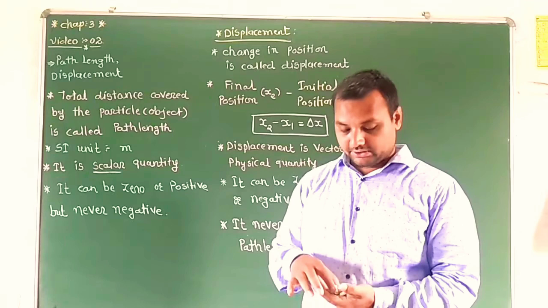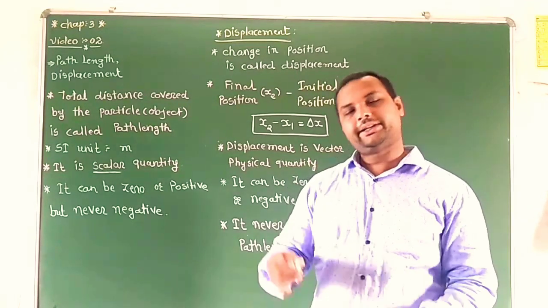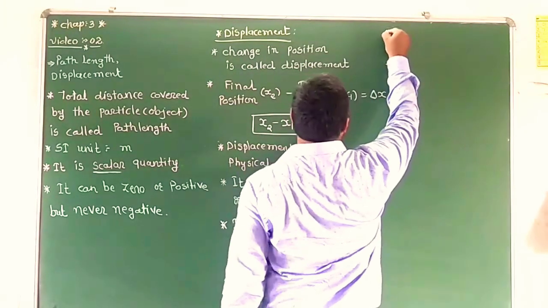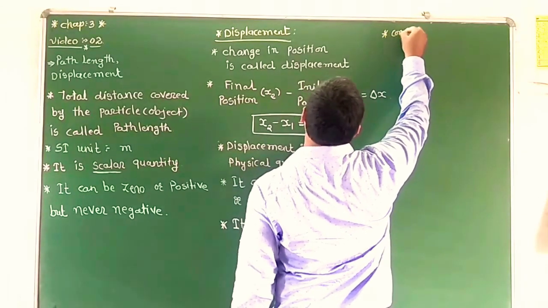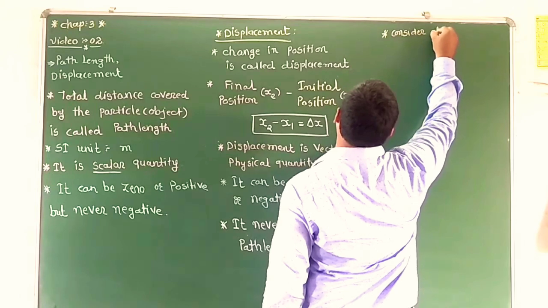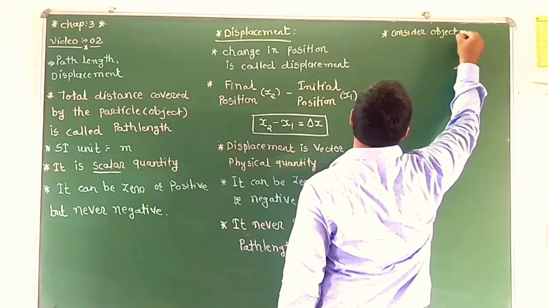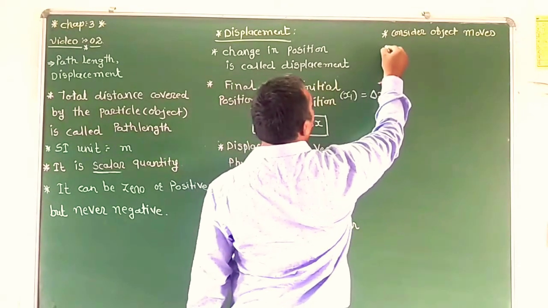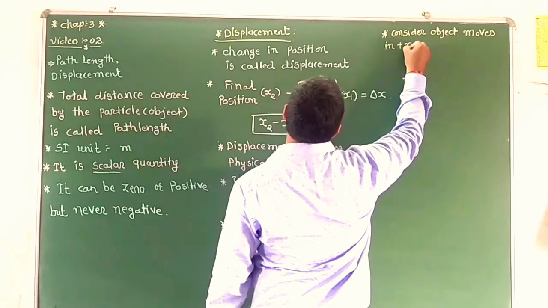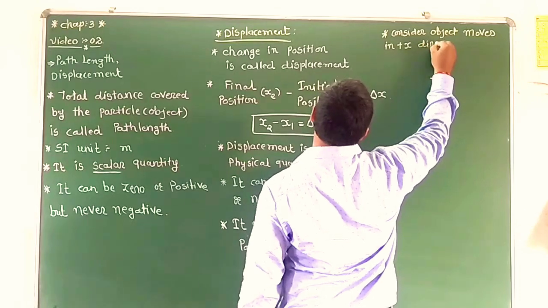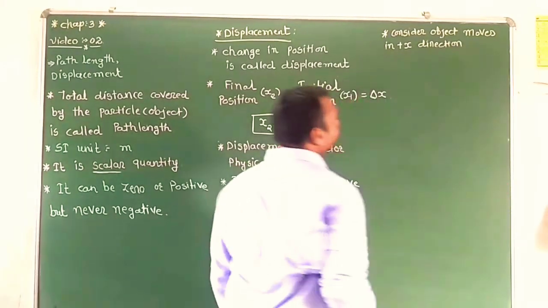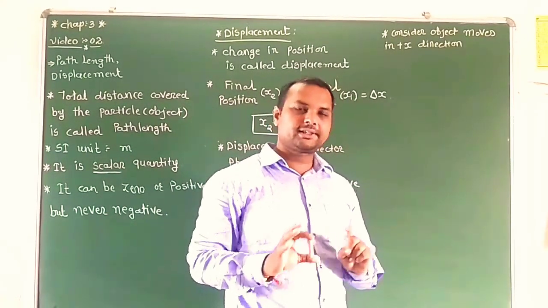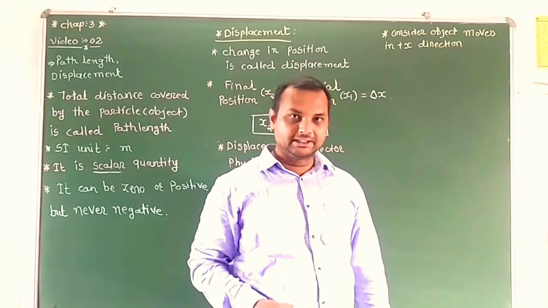ओके, तो इसका एग्जांपल लेते हैं छोटा सा और फिर खत्म करते हैं. कैसे और क्या है समझते हैं. चलिए, कंसीडर एन ऑब्जेक्ट moves in positive x direction. ओके. फिगर में इंडिकेट करता हूं. पहला सवाल है, इसके लिए आपको क्लियर कट पता चले इसलिए फिगर ड्रॉ कर रहा हूं, फिर वर्बली कैलकुलेट करना आप धीरे धीरे सीख जाओगे.